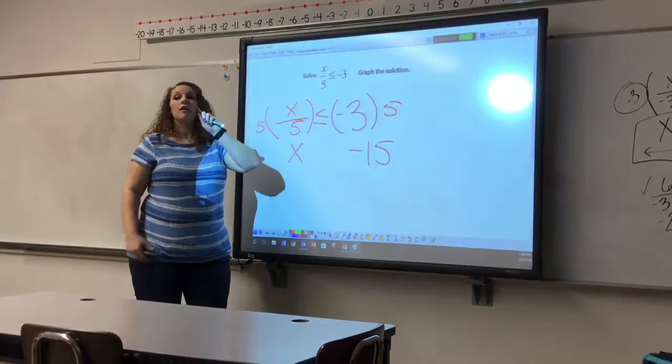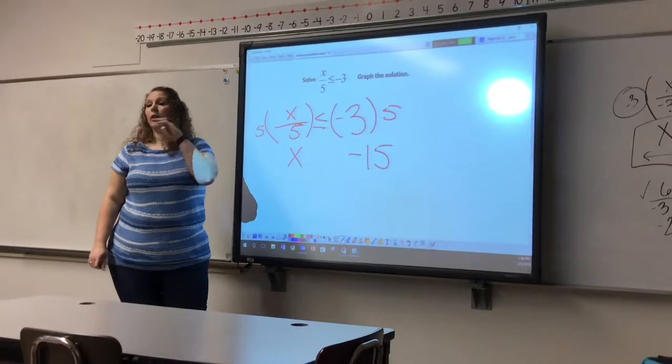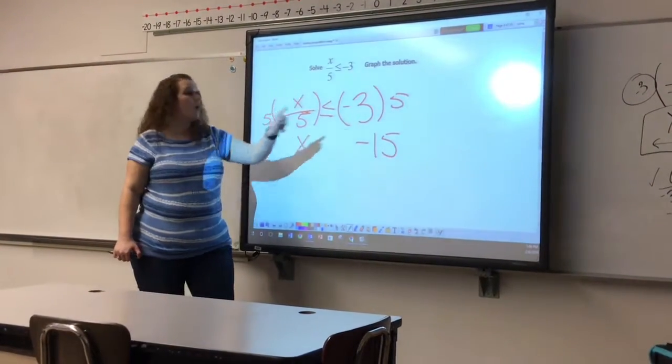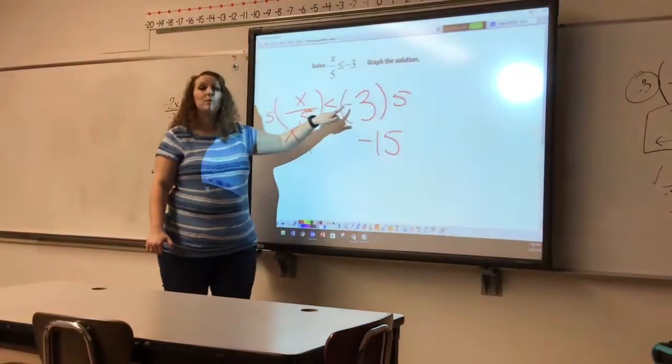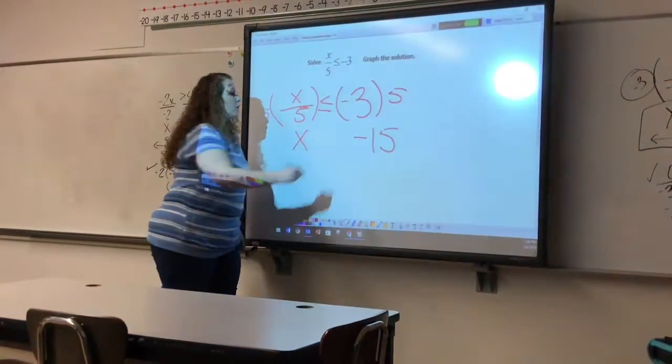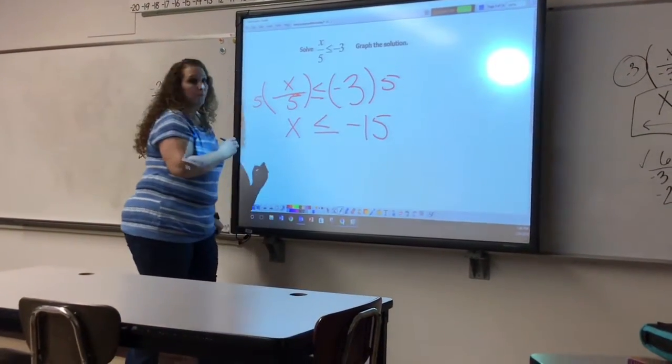You have to flip the sign if you multiply or divide by a negative number. Did I multiply or divide by a negative number? No, I multiplied by a positive number. I don't care if I start with a negative. I care if I multiply or divide by a negative. So you leave the sign the same.